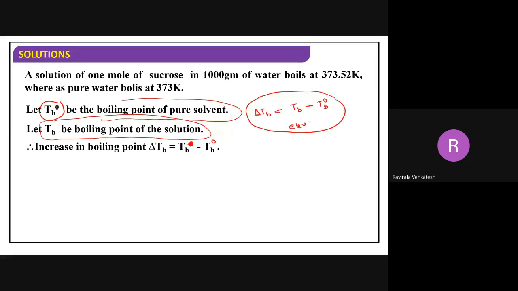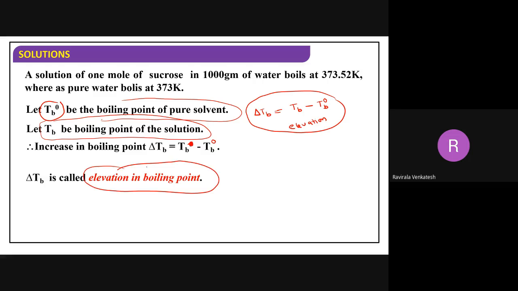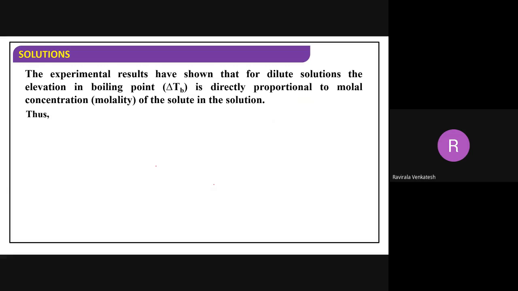Elevation of boiling point. Now elevation of boiling point also depends upon the number of moles of the solute. Correct or not? Because if we add more solute, the boiling point increases further because of lowering of vapor pressure. So based upon this, what can I write? Delta TB is the elevation of boiling point here. Now, if I take more solute particles, then I get more elevation of boiling point. So because of this, I write delta TB is directly proportional to molality.